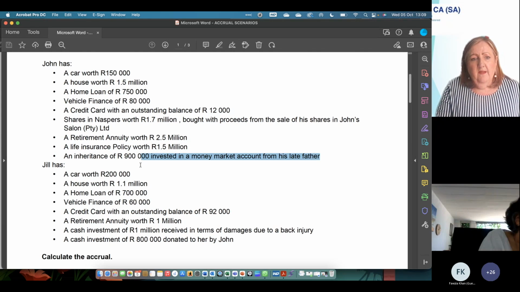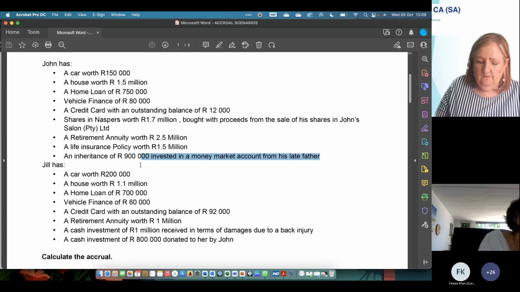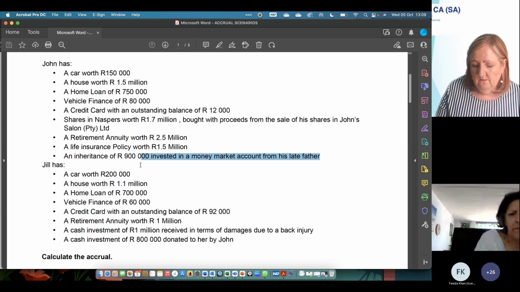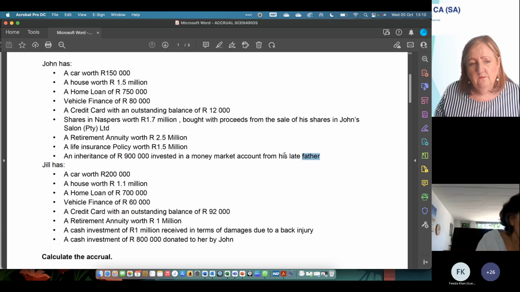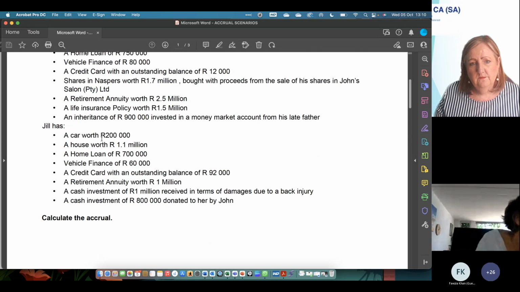Because Section 5(1) says an inheritance, a legacy, or a donation which accrues to a spouse during the marriage, as well as any other asset which they acquired, does not form part of the accrual of the estate unless the parties agree otherwise in the ANC, or if the testator stipulates otherwise. So we're going to accept that this is excluded from the accrual.